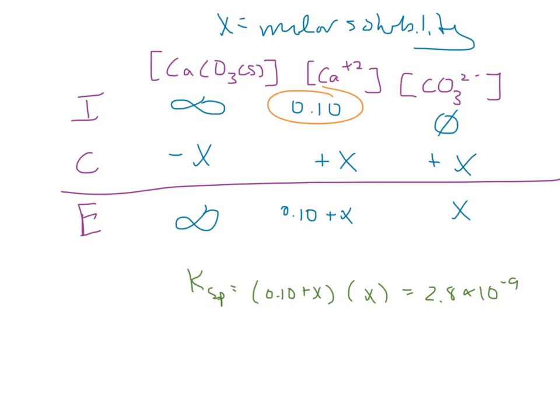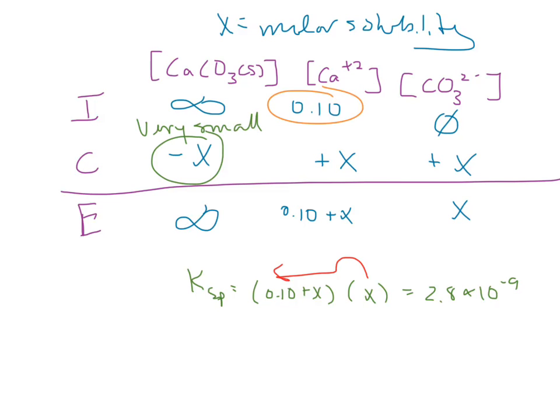So here's the deal. What we talked about before is I can take this X and distribute it through that quantity, and then I would get X squared plus 0.10X is equal to a number. I could rearrange it, get it in standard form and plug it into the quadratic. But I'm going to show you how you can take these to fruition by applying a simplifying assumption. So here's the deal. The molar solubility, that X right there, is very small.